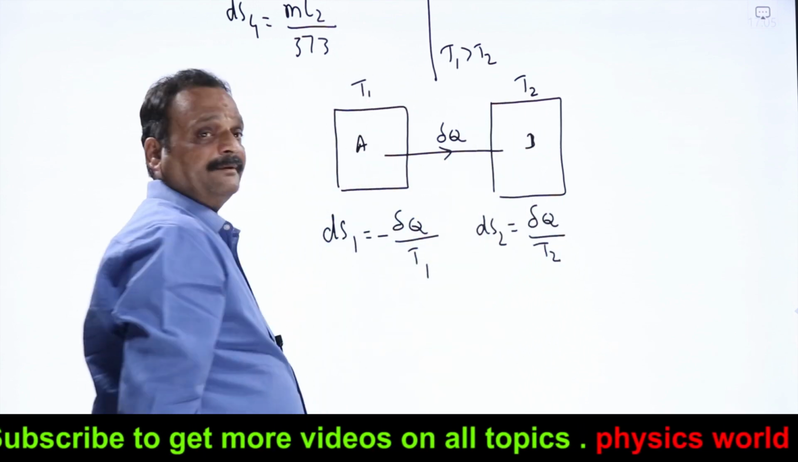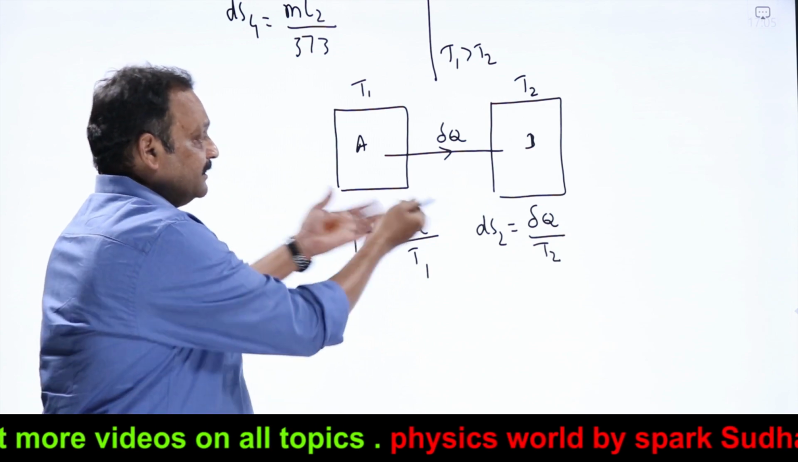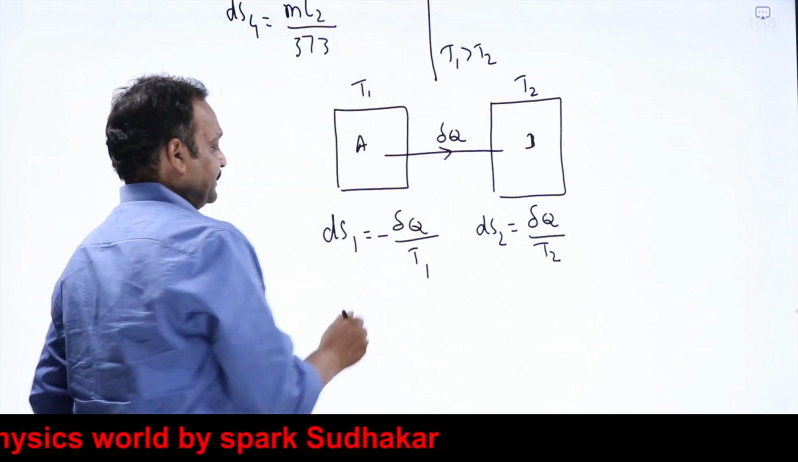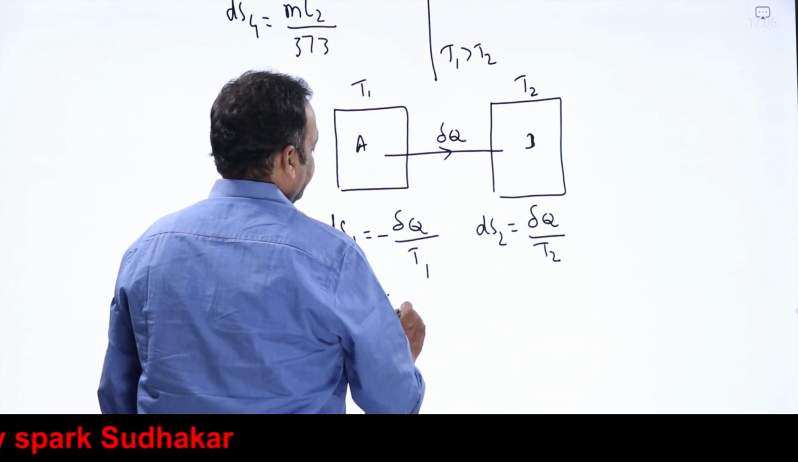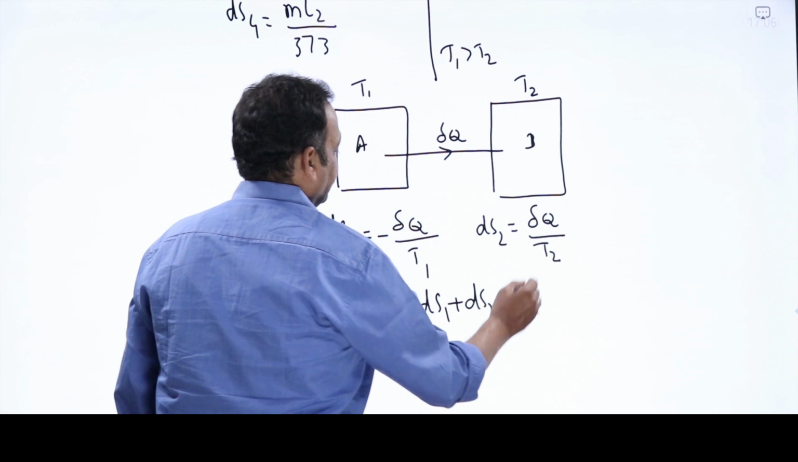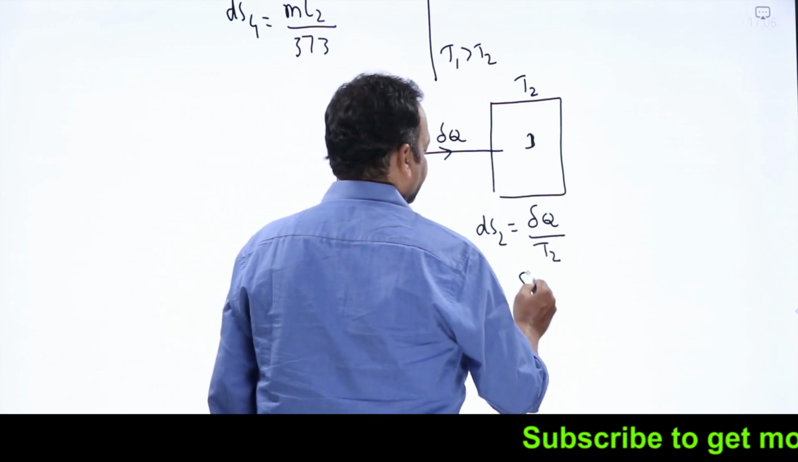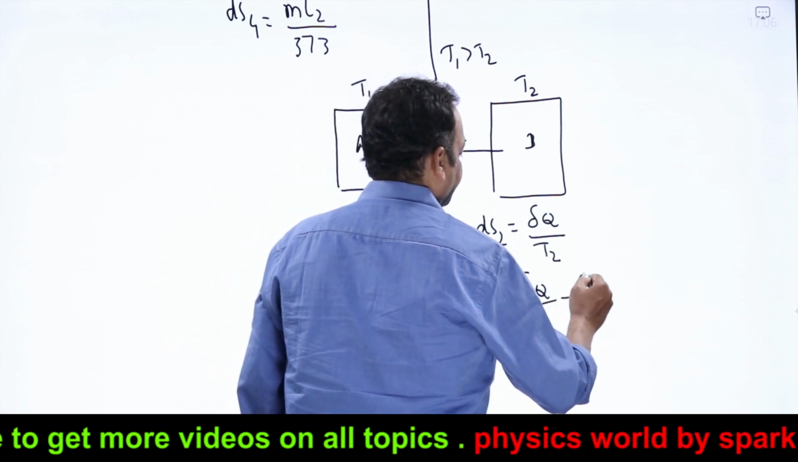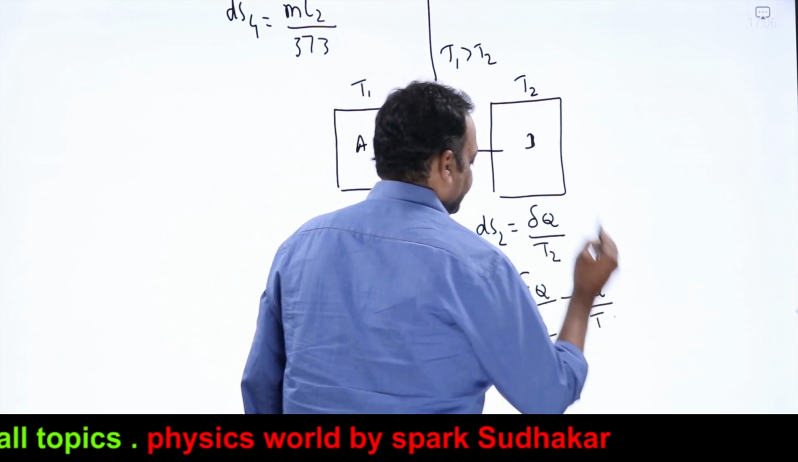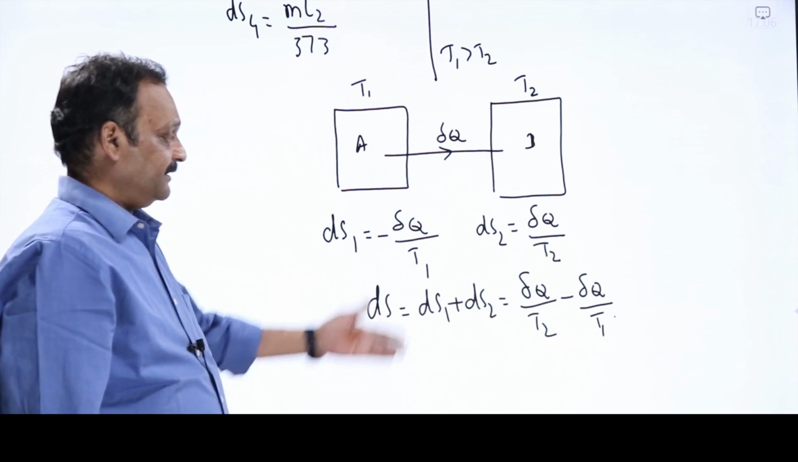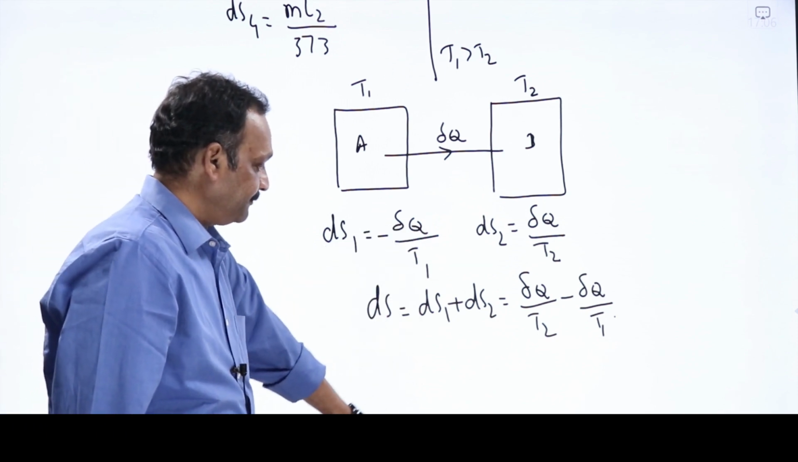What is the total change in entropy of the entire system plus surroundings, the universe? Whatever it is, ds is equal to ds1 plus ds2. That is equal to delta Q by T2 minus delta Q by T1. Is this positive or negative? Just guess. Is it positive or negative?